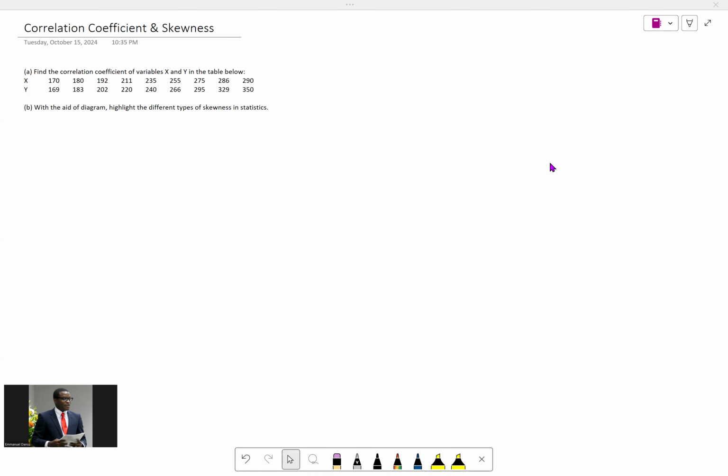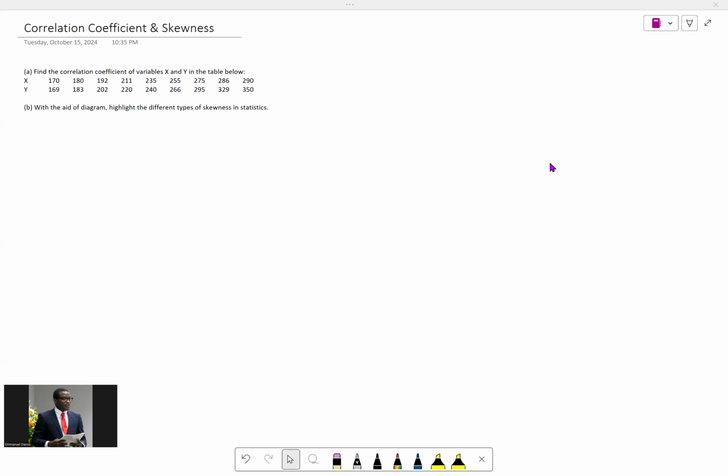I have another structured question in two parts. The first part says to find the correlation coefficient of variables x and y in the table below. X and y correspondingly with 170, 169, 180, 183, 192, 211, 220, 235, 240, 255, 266, 275, 295, 286, 329, and 290, 350. I want to find the correlation coefficient of variables x and y. Then the second part is, with the aid of diagram, highlight the different types of skewness in statistics.